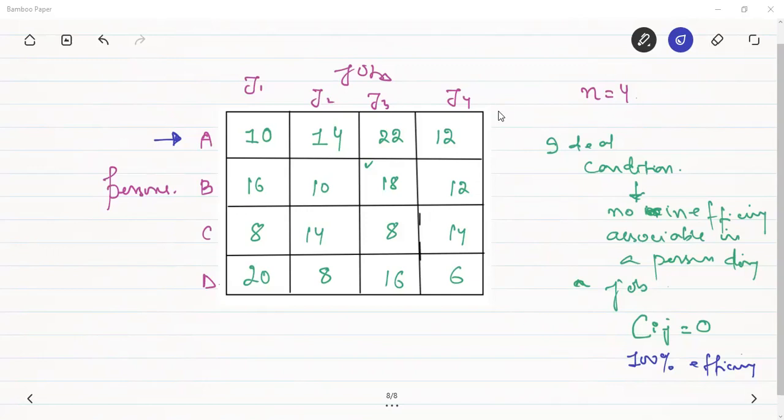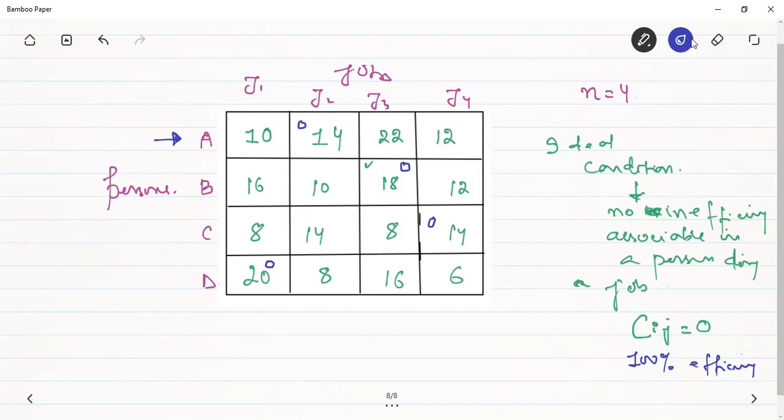ठीक है, सपोज यहाँ पे अगर यहाँ पे जीरो इस रो में होता तो हम इस वर्कर ए को जॉब नंबर 2 असाइन करते। सपोज यहाँ पे अगर 18 के बदले यहाँ पे जीरो होता, हम किसको असाइन करते? बी पर्सन को जॉब नंबर 3 असाइन करते। Similarly, if there would have been a zero here, we would have assigned job number 1 to the worker D, because inefficiency of the worker D in performing this job number 1 is 0. That is, it is 100% efficient in performing job number 1, this D. Okay, DJ1. And suppose यहाँ पे अगर 0 होता, then we would have said that C person is best suited for performing the job number 4.